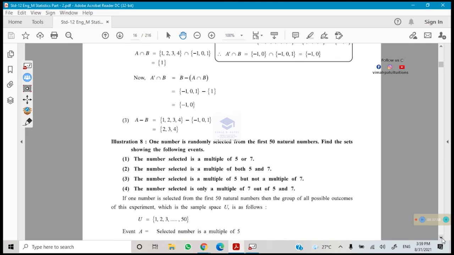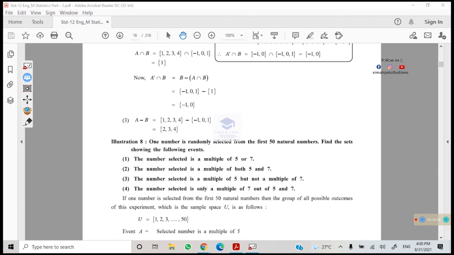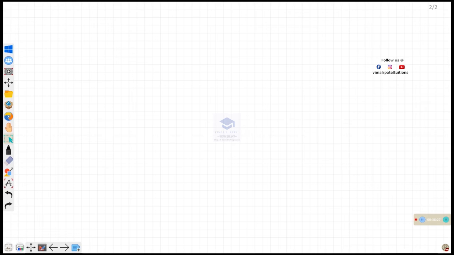One number is randomly selected from the first 50 natural numbers. Find the sets showing the following events. 1 to 50: 1, 2, 3, 4, 5, 6, 7, 8, 9, 10, up to 50. So what will your U be? This is your sample space.